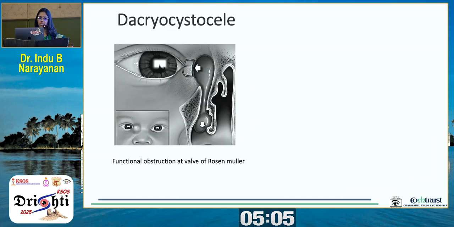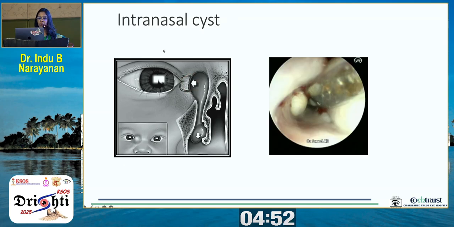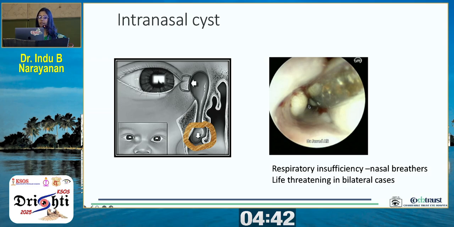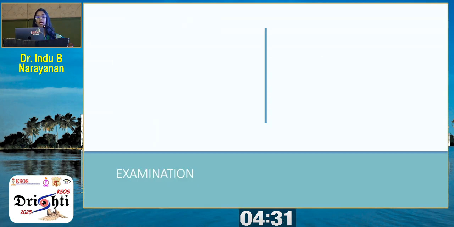Just a word about the dacryocystocele. When along with the NLD there is a functional obstruction of the valve of Rosenmuller, it causes dilatation of the sac, and that is dacryocystocele. This, along with the dilatation of the distal part of the nasolacrimal duct, causes an intranasal cyst, which is seen in the endoscopy like this. This causes respiratory insufficiency in infants because they are nasal breathers, and in a bilateral case, obviously, it is a life-threatening condition.